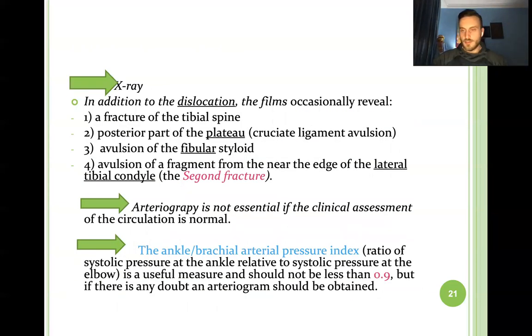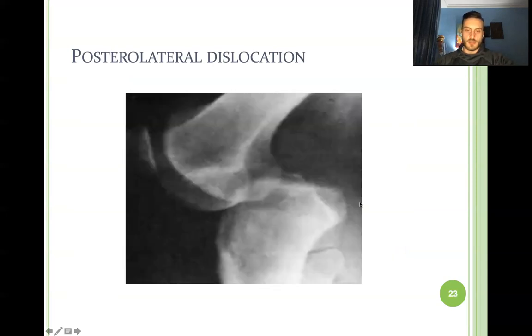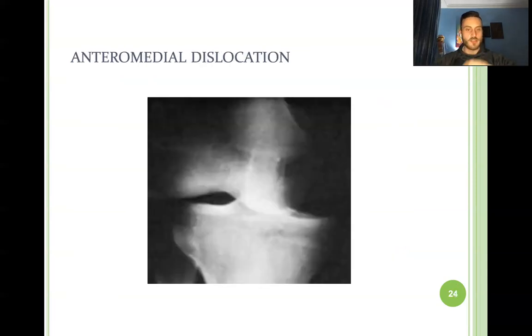On X-ray, you can see a dislocated knee, either posterior, lateral, or anterior. You can check for fractures on the X-ray with the dislocation, and you can see avulsion fractures of the lateral tibial condyle, which are called Segond fractures. And if you have a Segond fracture, this is pathognomonic for ACL injury. So if you have an ACL injury, mostly you will see a Segond fracture. Okay. You can check the ankle brachial index.